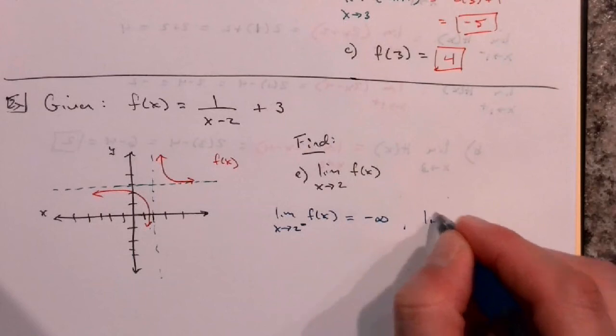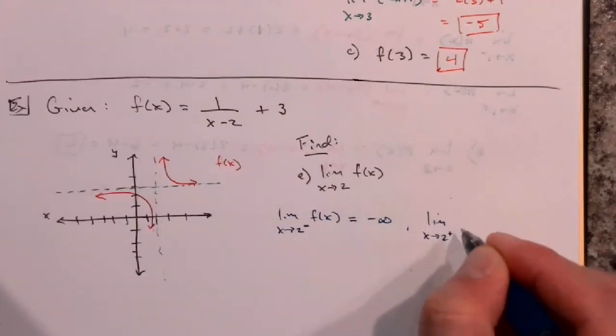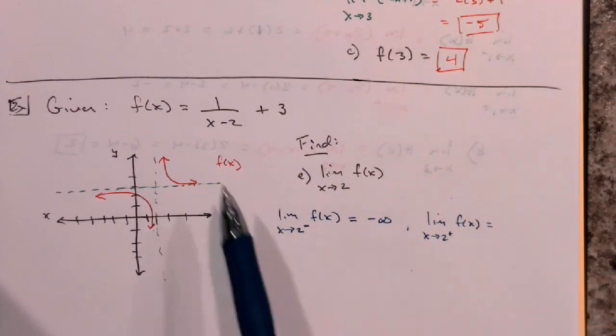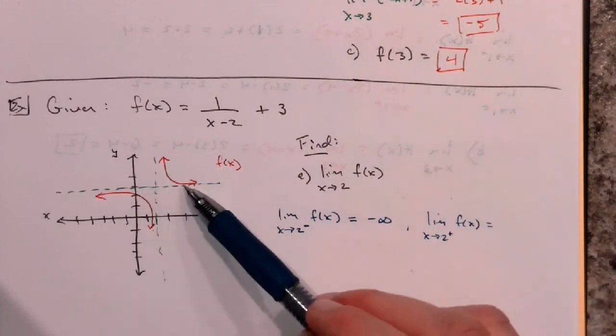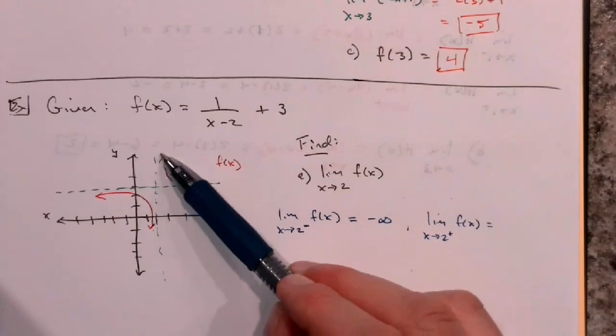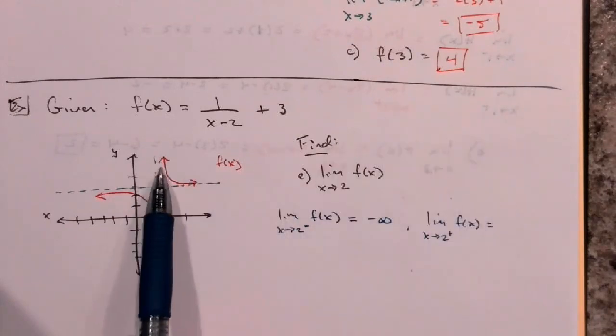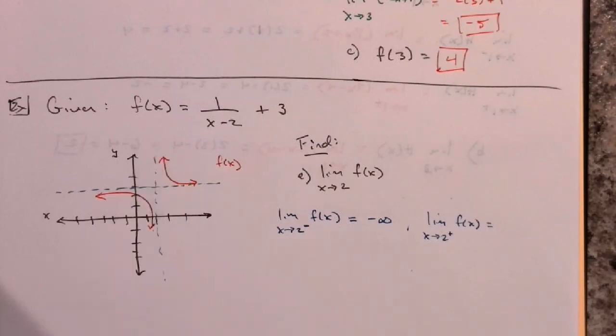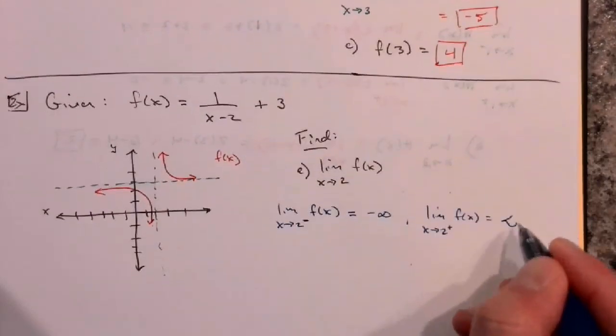Also, I need the limit as x approaches 2 from the positive side of f of x. Well, what's happening as I approach 2 from the right? Well, if I follow this from the right, this arrow here is going upward forever, right? You never actually can get to the asymptote. You can't touch it. So this is going upward forever, so the y values are going to infinity.